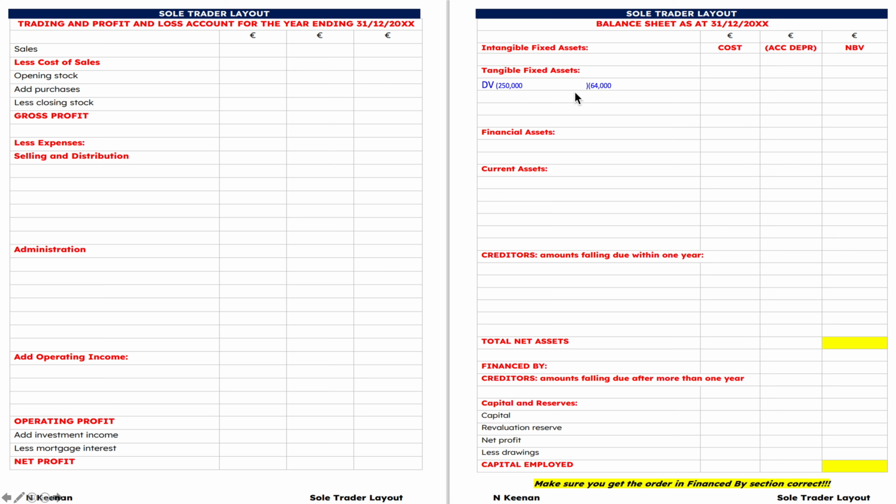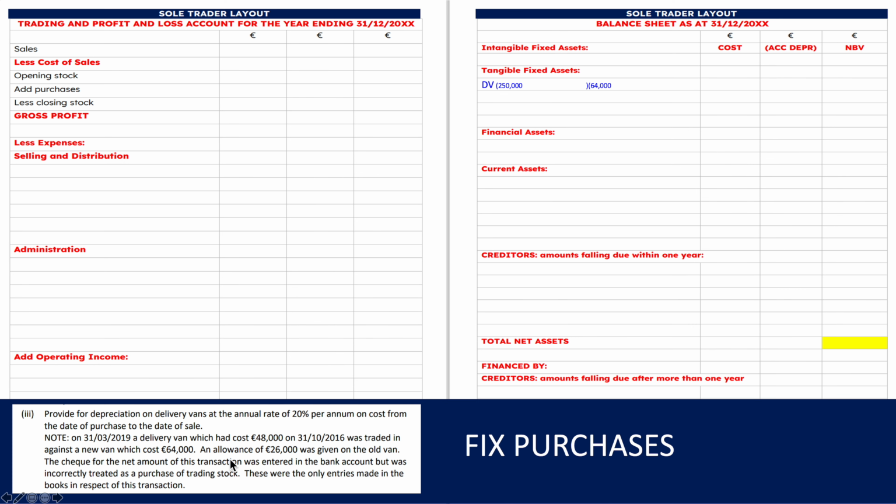So here's our figures from the trial balance. The cost 250,000 and the accumulated depreciation 64. So we'll fix the purchases. So again, you know that the cheque for the net amount of the transaction, the cheque for the net amount that the business owner paid to the car dealership was treated in error as purchases instead of a delivery van.